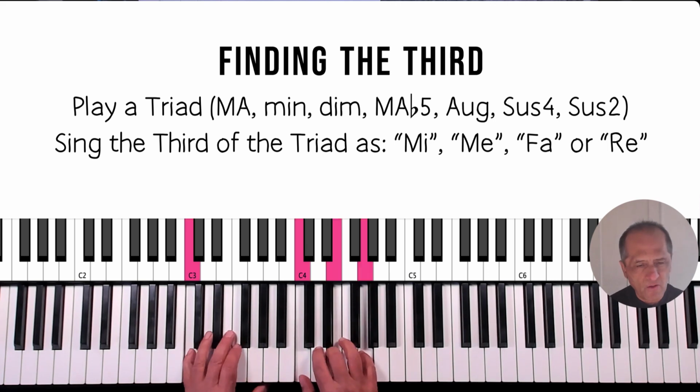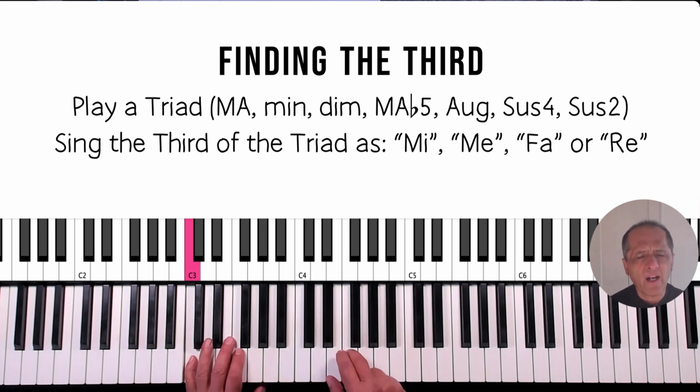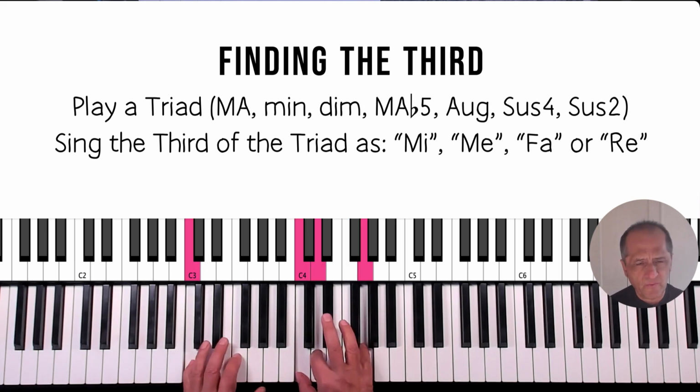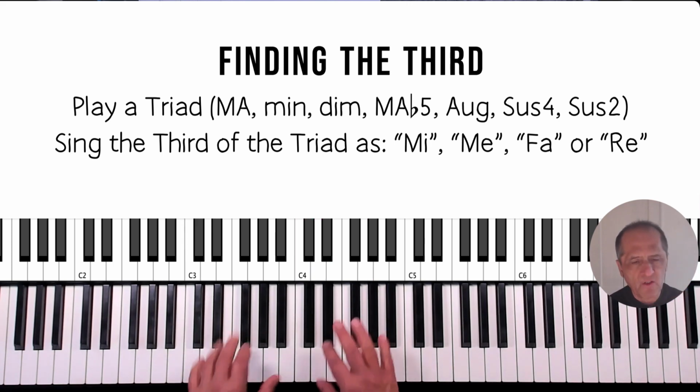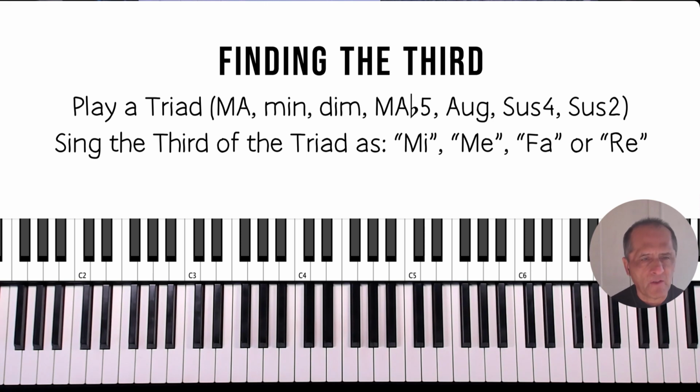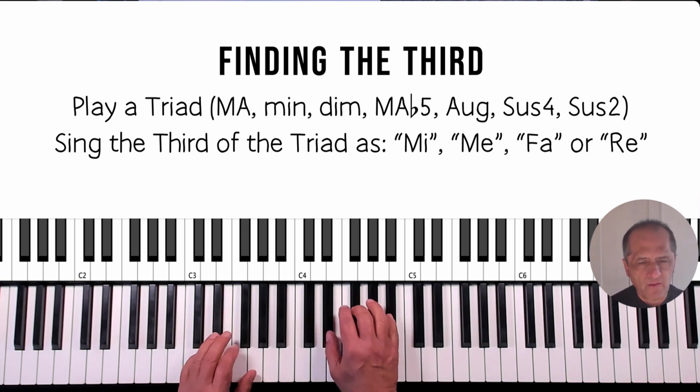So if it's a major or a major flat 5 and augmented, we have mi. If we have a minor or a diminished, we have mi. If we have sus4, fa, sus2, re. And we're gonna be changing keys all the time. So here we go. I'm gonna change the order. E flat minor.